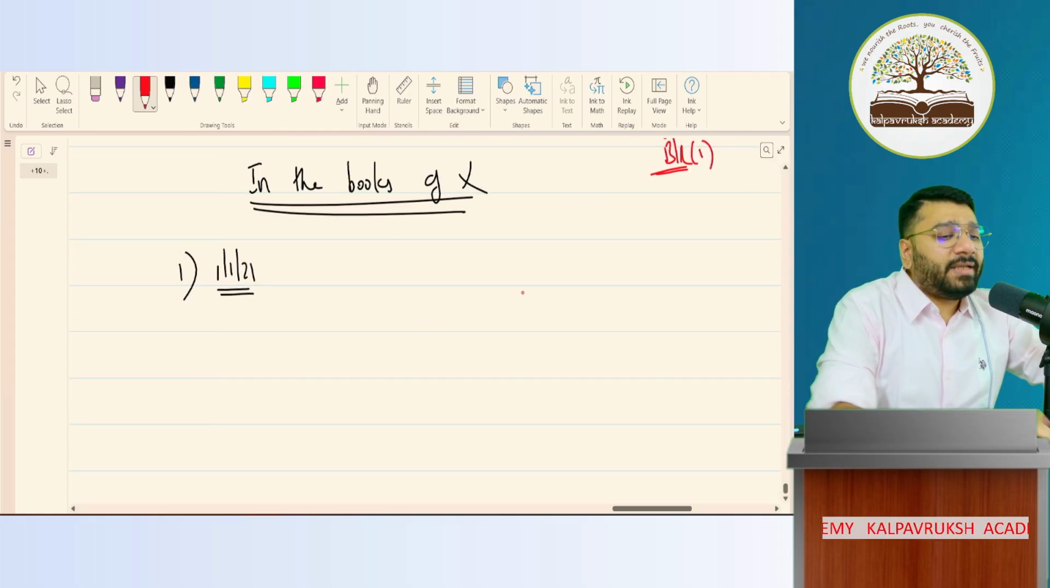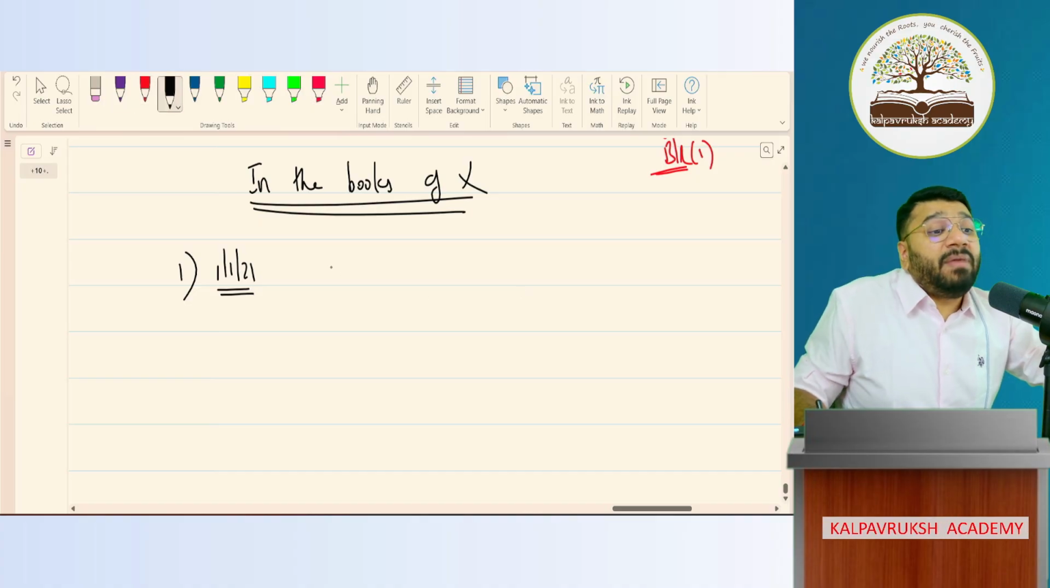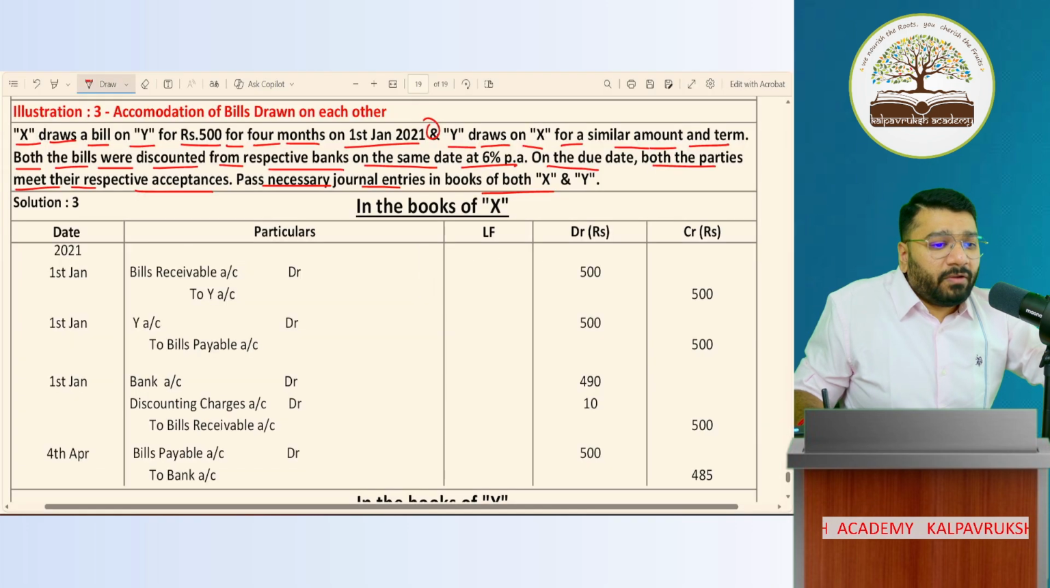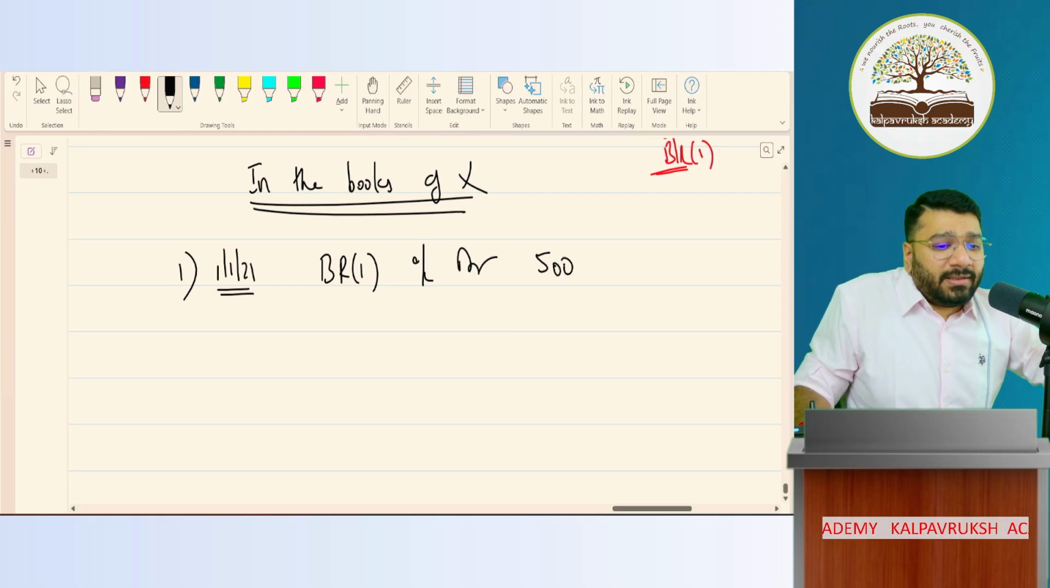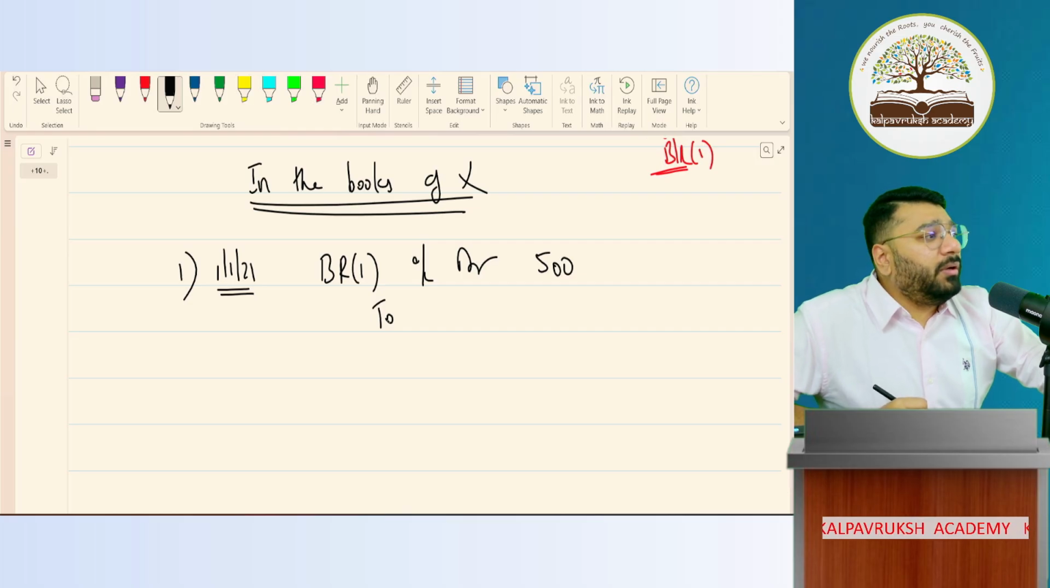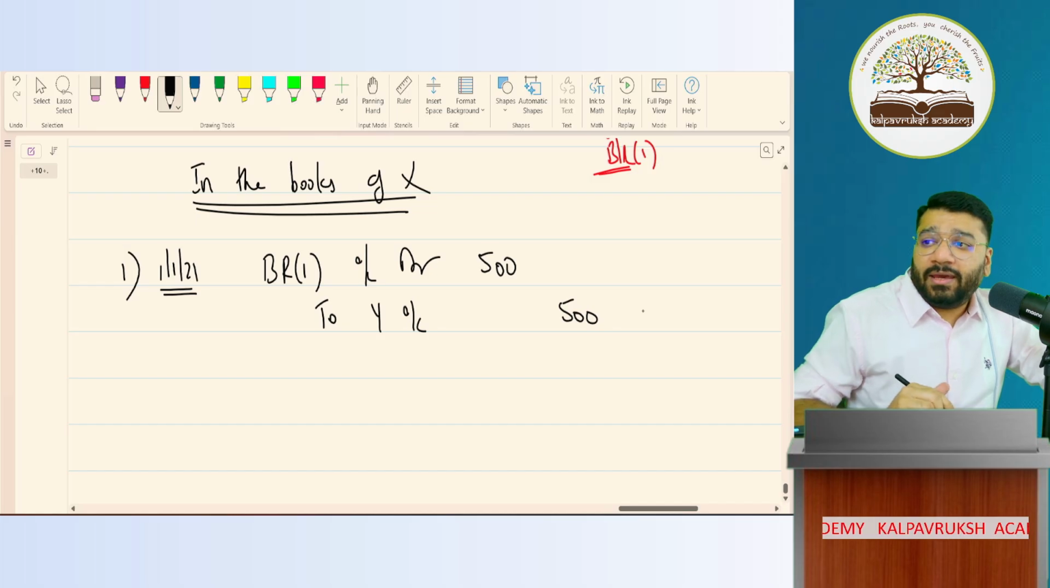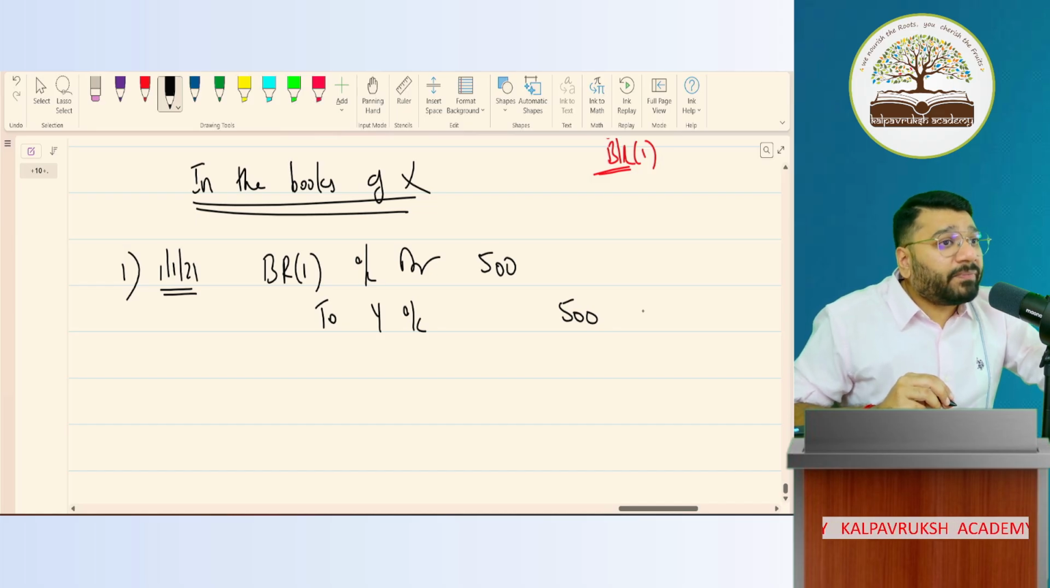Tell me, people, what is X receiving? He's receiving a bill, BR1. In exam 1 not required. Now I'm doing it for your knowledge. How much is the bill? 500. Now this asset you got, you have to repay this money back to Y in future. So Y account credit how much? 500. Okay, not okay.